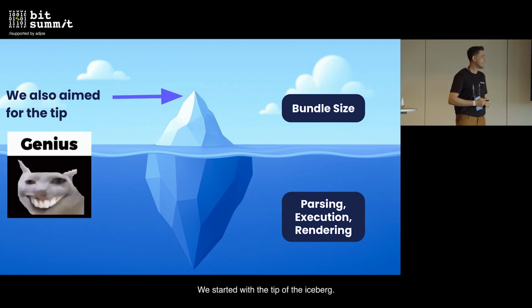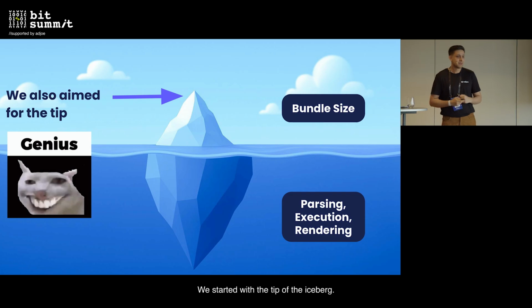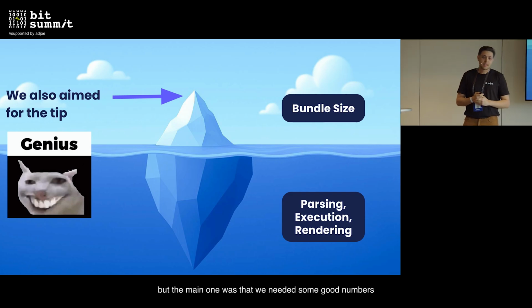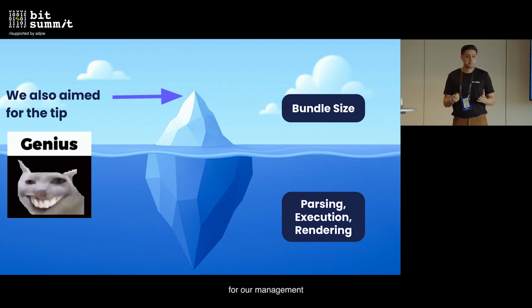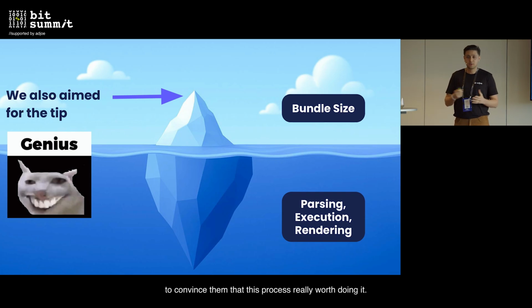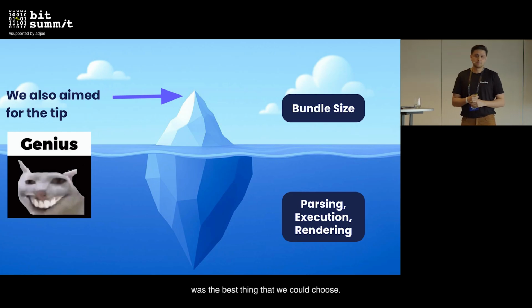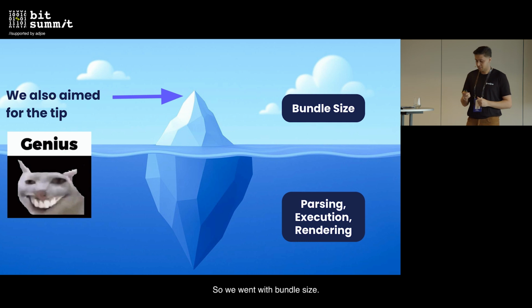Very genius. We started with the tip of the iceberg. Actually, there were so many reasons, but the main one was that we needed some good numbers for our management to show them, to convince them that this process is really worth doing. And the tip of this iceberg, bundle size, was the best thing that we could choose. So we went with bundle size.